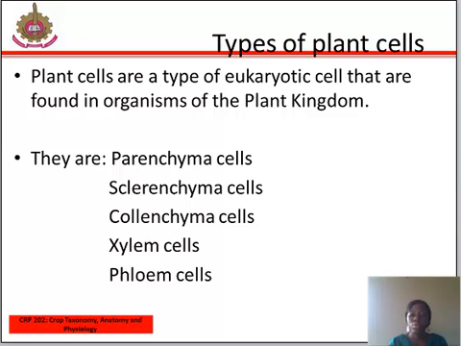Then the third one is collenchyma cells, which are also hard, but not as hard as the sclerenchyma cells. They also provide plants with support, but normally when the plant is young, they grow and stretch as the plant grows. Collenchyma cells are alive at maturity and have only a primary wall. Then number 4, the xylem cells, which are also known as water conducting cells.